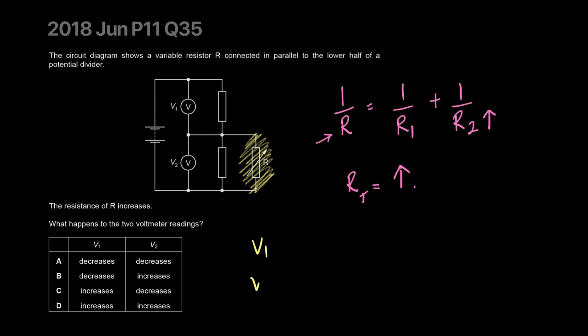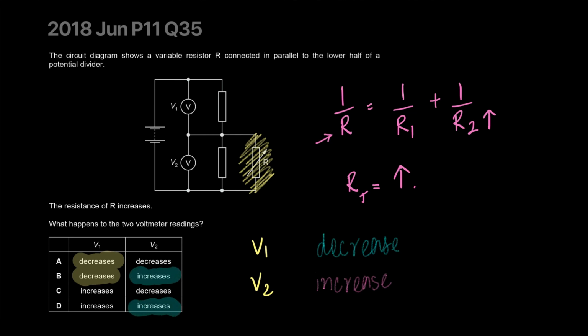So there's V1 and V2. We figured out that V2 will increase. So V1 in essence will decrease. And which option is telling us that? Is V1 will decrease? Oh, that's not it. Decrease and decrease. So increase and increase. The correct answer is B.